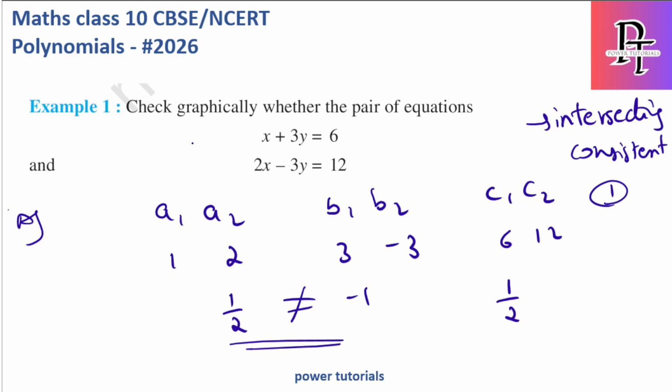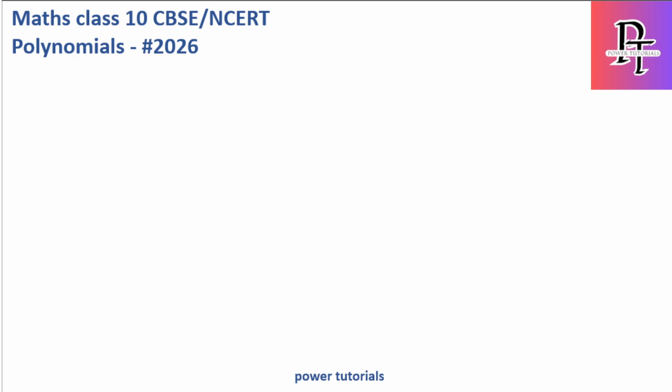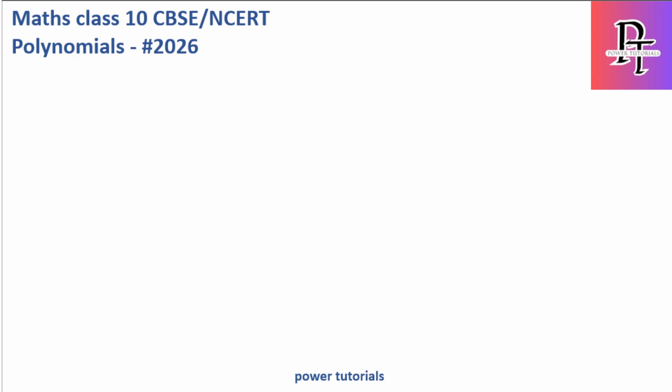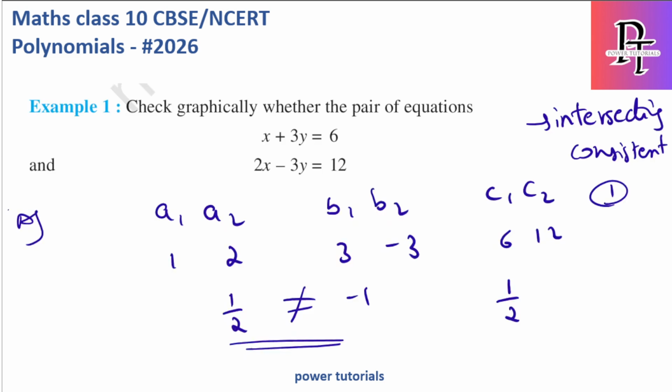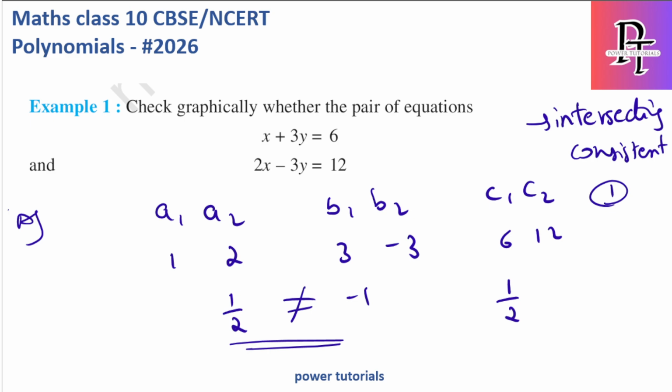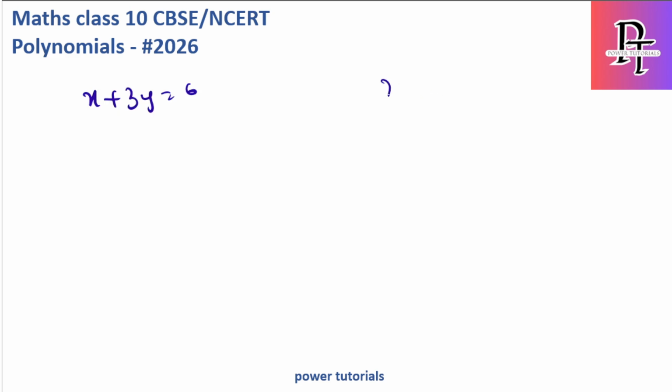So before going graphically, I need the points for this graph sheet for these equations to plot it graphically. So what are the points for each one? Let's find it. x plus 3y is equal to 6 is the first equation. What is the second one? 2x minus 3y is equal to 12. Okay, so let's plot it.